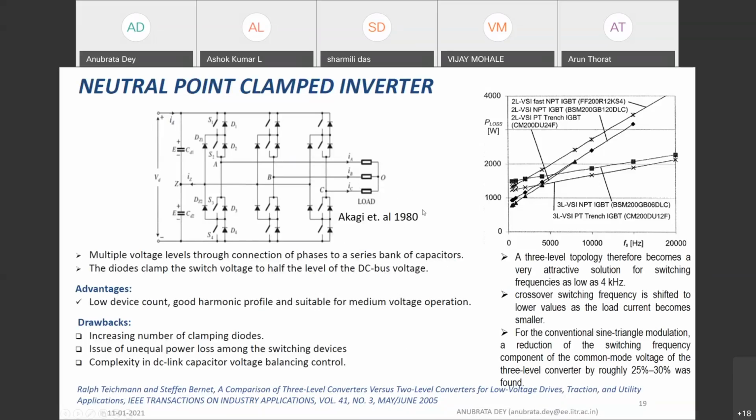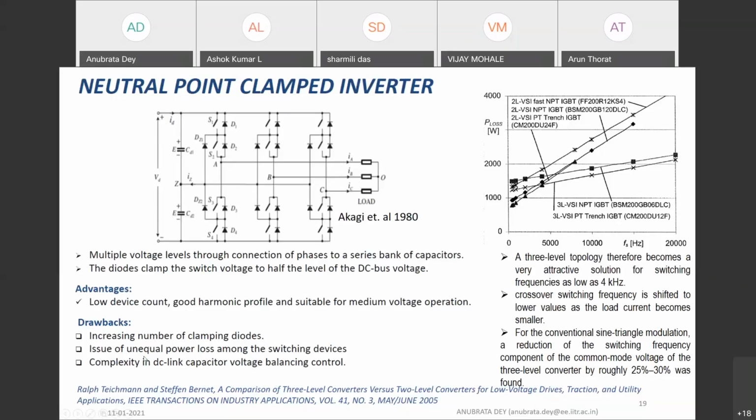Basically, Akagi proposed this topology way back in the 1980s. It has a low device count, good harmonic profiles, and is suitable for medium voltage applications, but there are some drawbacks. If you go to the implementation level, it increases the number of clamping diodes, because the clamping diodes are the main source of the losses, because of reverse recovery losses and other losses.